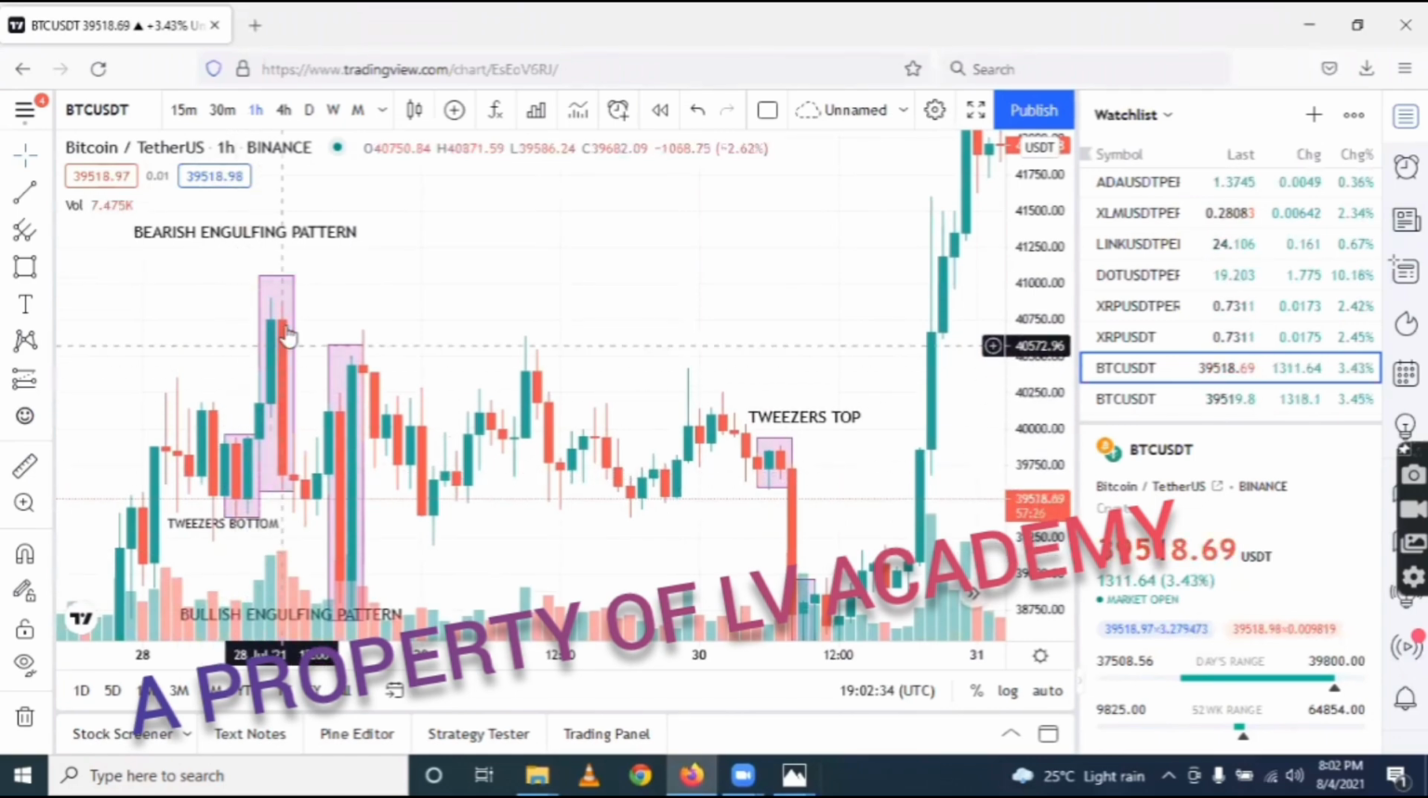Bearish, bullish. The next candle was bullish. See, it was like a downtrend. It followed the downtrend. Then the trend changed. Tweezer's bottom and bullish engulfing are very, very similar. It's just a little difference between them.